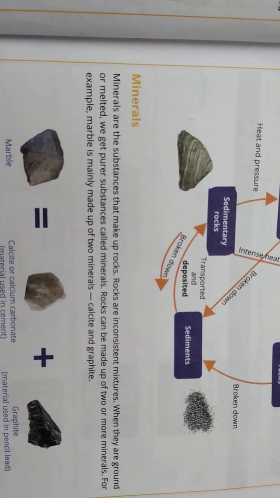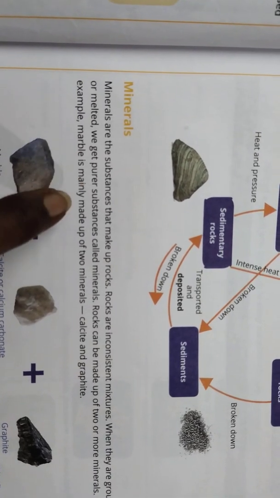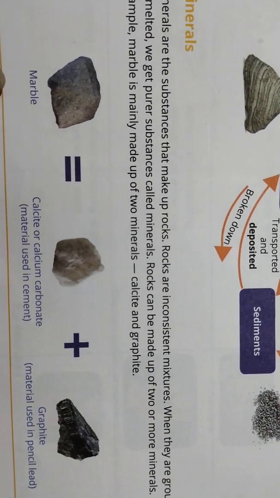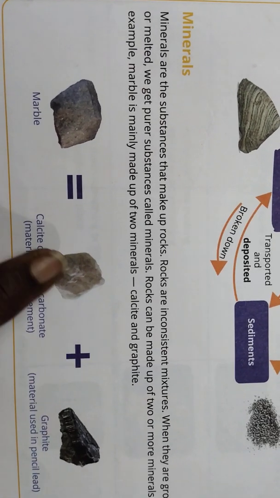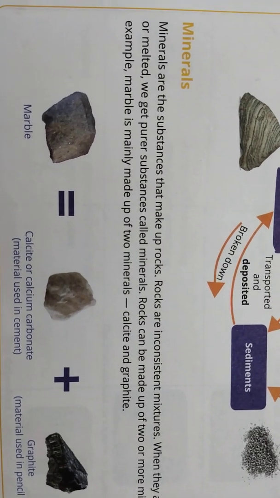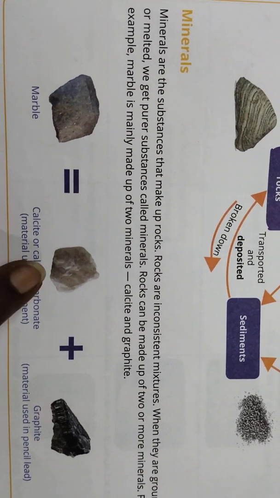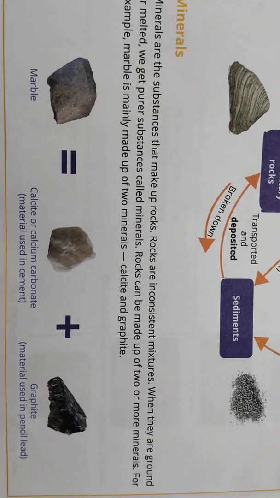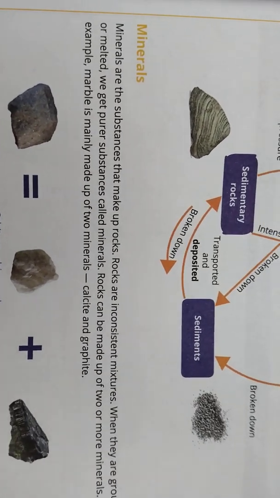So rocks can be made up of 2 or more minerals. For example, marble is mainly made up of 2 minerals. What are they? Calcite and graphite. Calcite, another name for which is calcium carbonate, is used in cement. And graphite is the material that is used in pencils. So these are the 2 things that are found in marble.